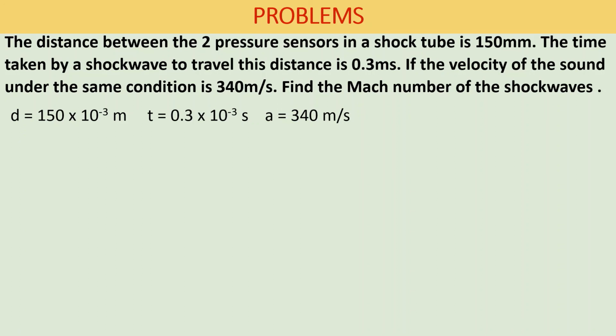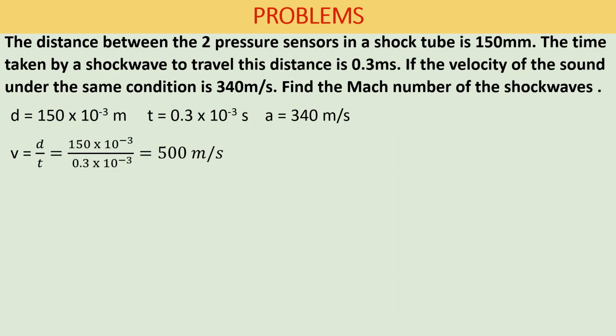Now what is the velocity of the shock wave? The velocity of the shock wave is given by distance traveled by time taken, that is d by t. v is equal to d by t. So that is equal to 150 into 10 to the power minus 3 divided by 0.3 into 10 to the power minus 3. So that is equal to 500 meter per second.